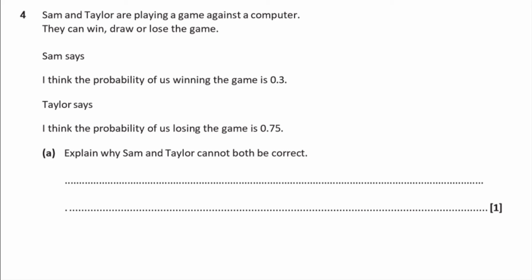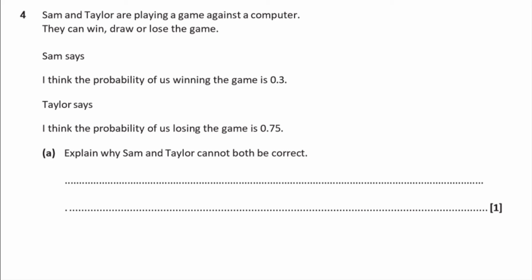Question 4. Sam and Taylor are playing a game against a computer. They can win, draw, or lose the game. Sam says, I think the probability of us winning the game is 0.3. Taylor says, I think the probability of us losing the game is 0.75. Explain why Sam and Taylor cannot be correct.